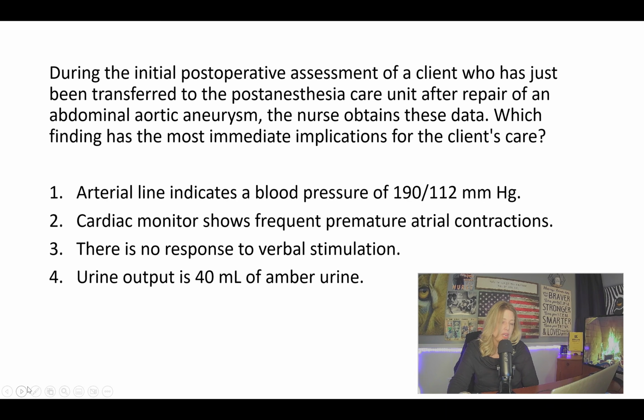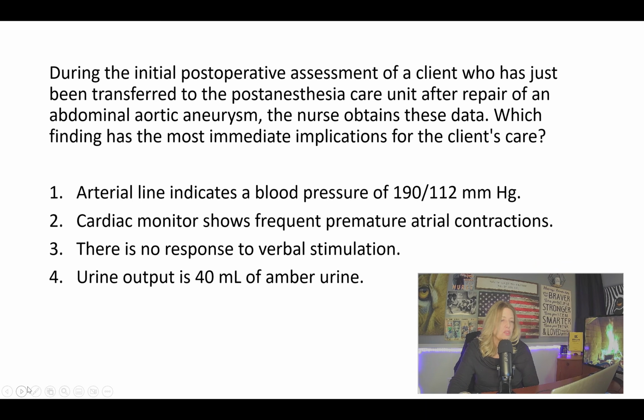So for a patient who is just transferred to the PACU after aortic aneurysm repair, I would expect their blood pressure to be 190 over 112. All right, don't ever say true to that. We never expect our patients' blood pressures to be 190 over 112, unless they tell me they were admitted in hypertensive crisis. Other than that, I don't ever expect their blood pressure to be high. So 1 is false. I don't expect that.